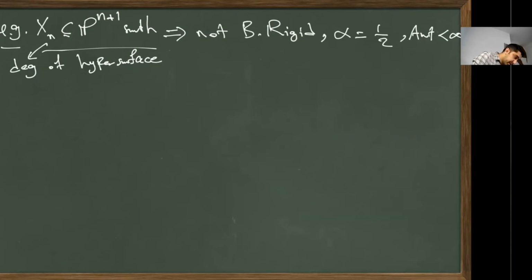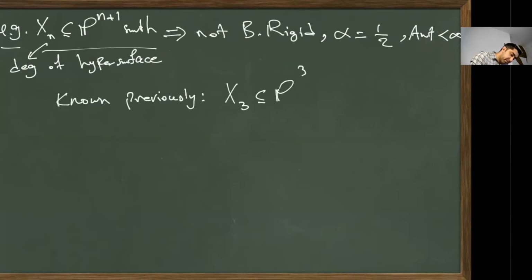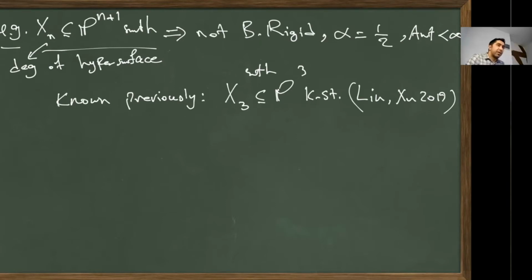And the only case known, I should say, is the cubic threefold, which is K-stable by the work of Liu and Xu in 2019. It is published already. By the way, every time I say a method, I mean an algebraic method. So they use a non-algebraic method, an analytic method, and we can talk about it later if you're interested.